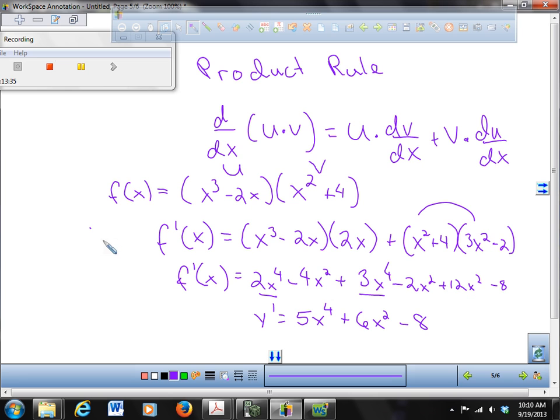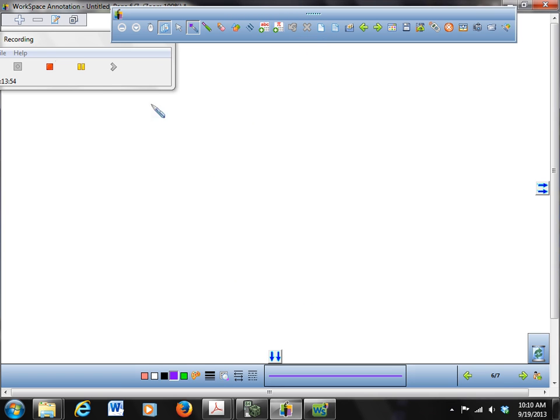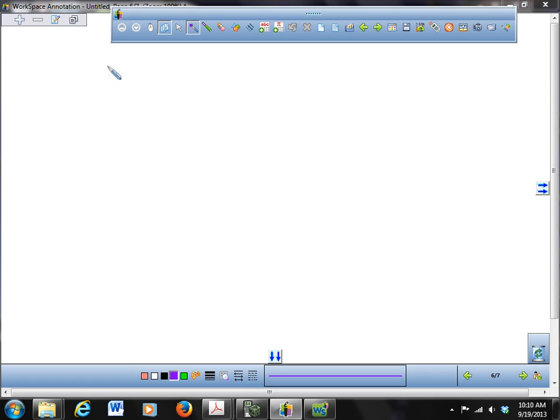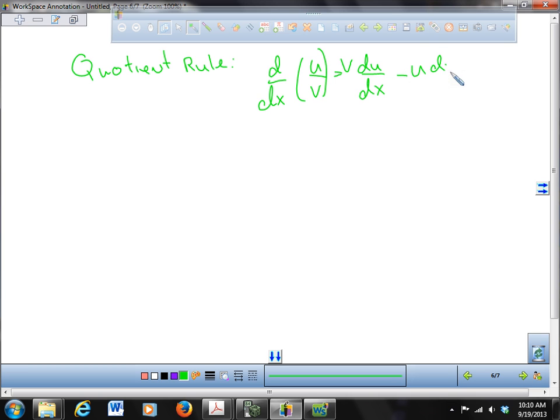Okay, couple more things. The next thing is called the quotient rule. After products come quotients, right? So let's see if I can hide this, because it's in the way. The quotient rule. And if you're interested in where these all come from, you can look at how they're proven in the book. Okay, equals v du/dx minus u dv/dx over v squared. Okay? What the heck does that mean?